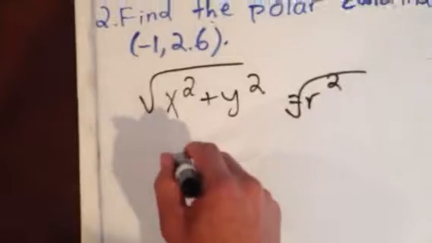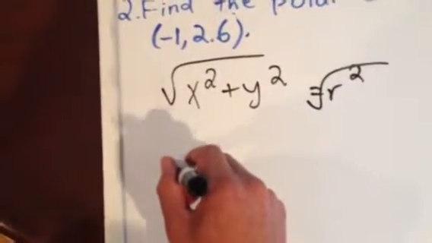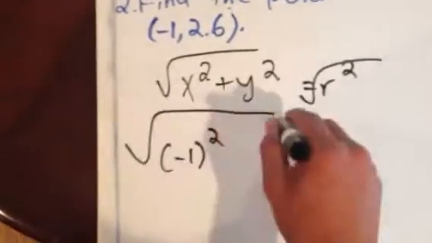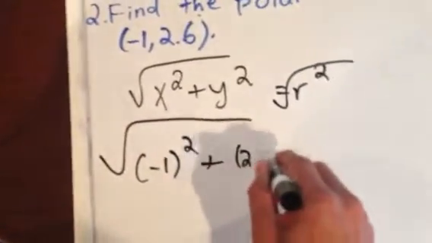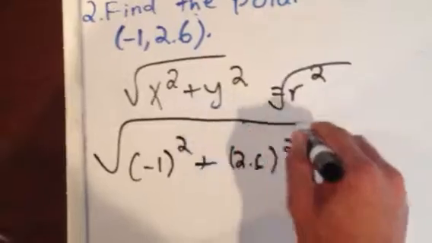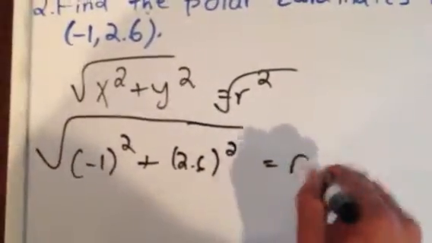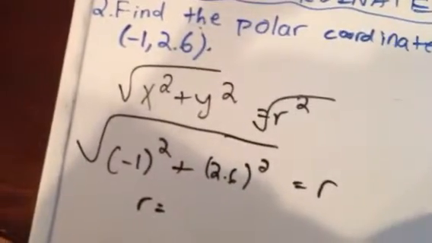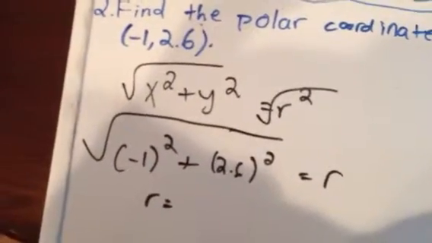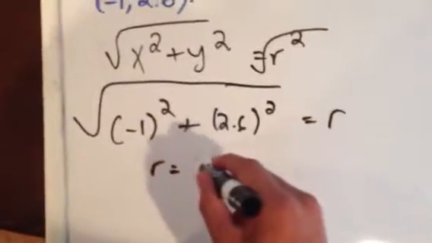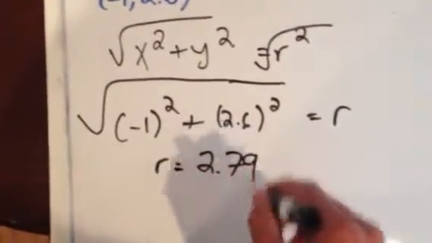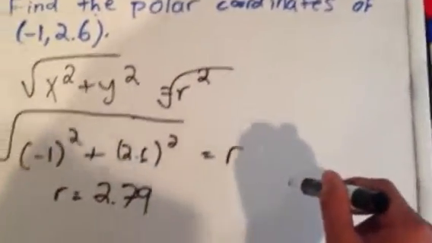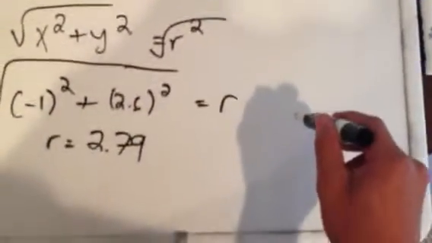So now let's just enter this in. I have negative 1 squared plus 2.6 squared equaling r. So r equals, plug this in my calculator and see what we get. When I perform this operation, I get 2.79. I'm going to round to the nearest hundredth. Now, to find the angle, there are some rules that we must follow here in order to get this problem right.